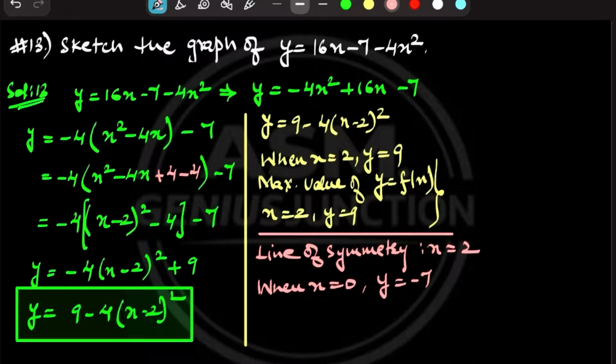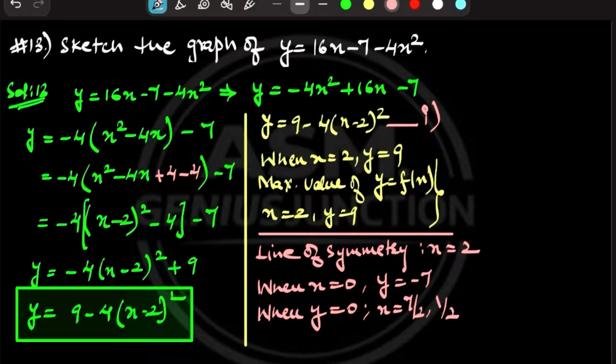In this question, when I put x equals 0, we can easily figure out that y is equals to minus 7. And when I put y equals 0 in equation number 1, we get two values of x, that is 7 by 2 and 1 by 2.